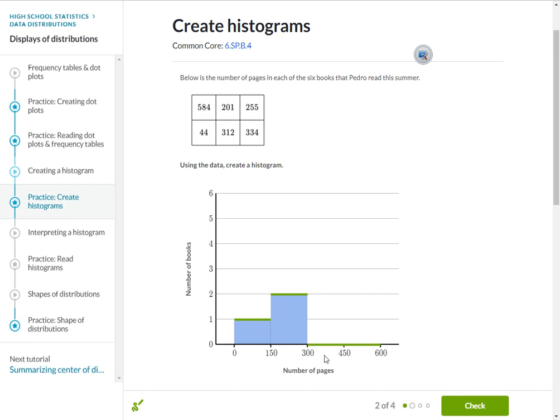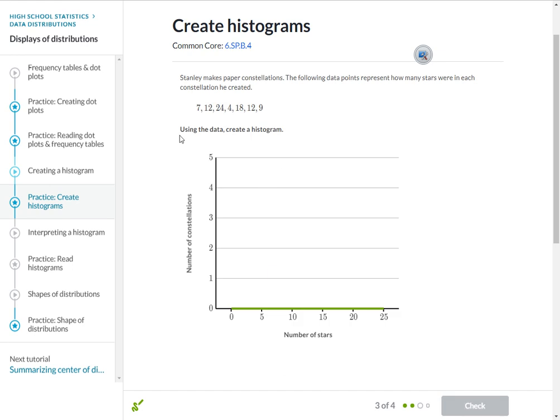How many books are between 300 and 450? Well, that's 1, 312, and 2, 334. There's 2. And then how many books are between 450 and 600? Well, the only one left is 584, and so there's only one book between 450 and 600 pages. So this is a symmetrical graph, just for future reference, but that's all you're doing.